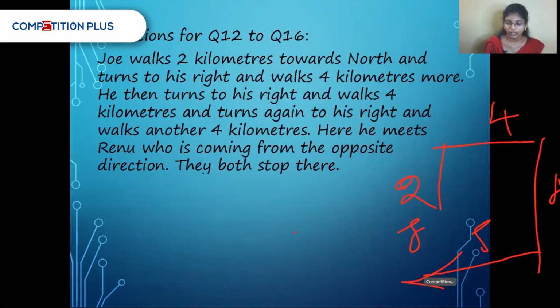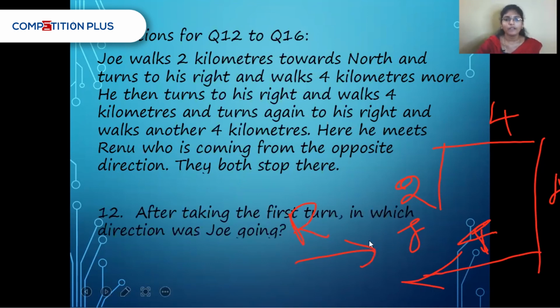Okay, another 4 kilometers is moving. From there, in the opposite direction, Renu is coming. So after taking his first turn, in which direction was Joe going? So this is the first turn. I'm marking it with a circle so that we don't confuse it with the distance marked. So after making the first turn, in which direction is Joe going? Towards his east. So the answer is east.